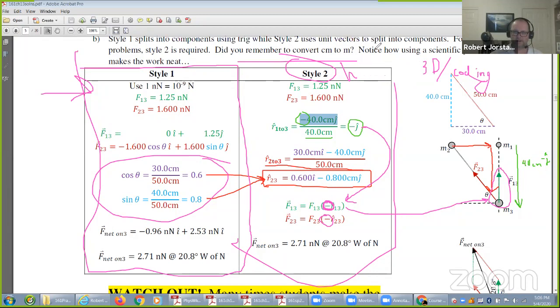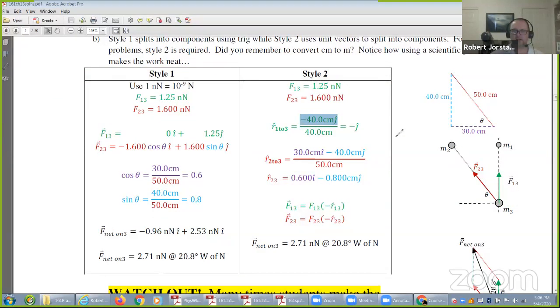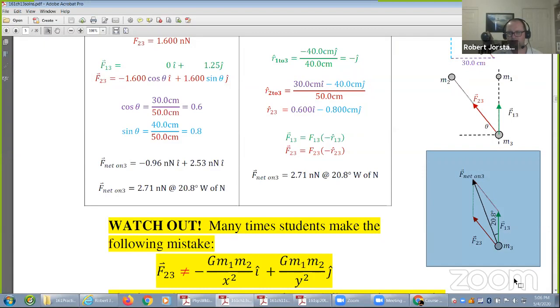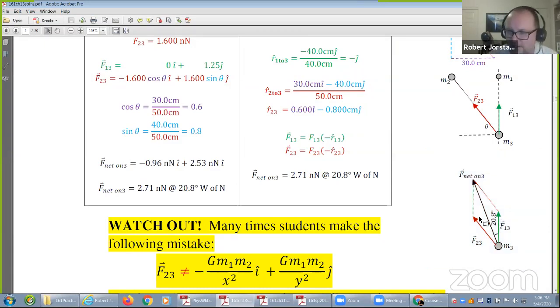I'm going to clear all that. And notice here, how did you get this? That's just the square root of x squared plus y squared. Let's scroll down just a little bit. So notice you could get these angles right here. I'm looking at this picture right here, and I did the parallelogram rule there. So it looks like I did 20.8 degrees west of north.